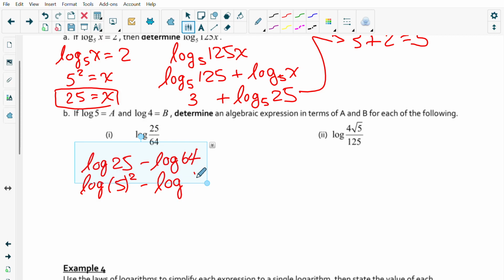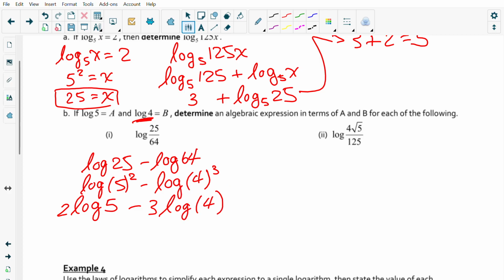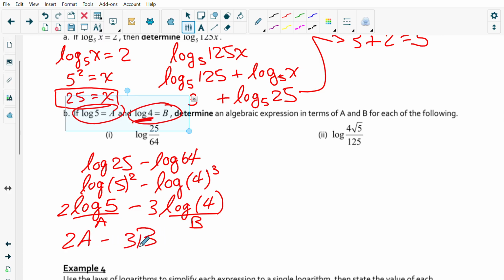Let's rewrite this like this. These are both perfect squares, folks. So I'm going to write it as log base 5 exponent 2 minus log base 4 exponent, oh, let's do 4 because it's asking for that 4 there. Okay, log base 4 exponent 3. Use our power law. 2 log of 5 minus 3 log of 4. This is A, this is B. So I'm going to rewrite it as 2A minus 3B. Okay, that's all we're doing.